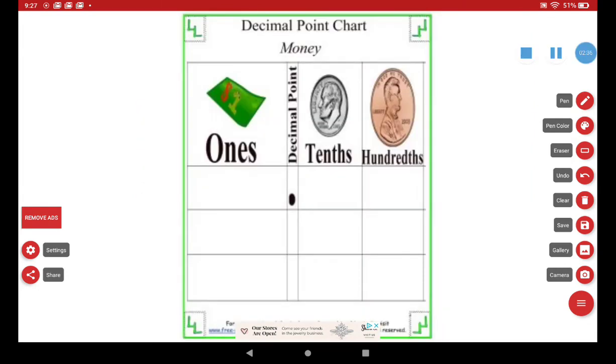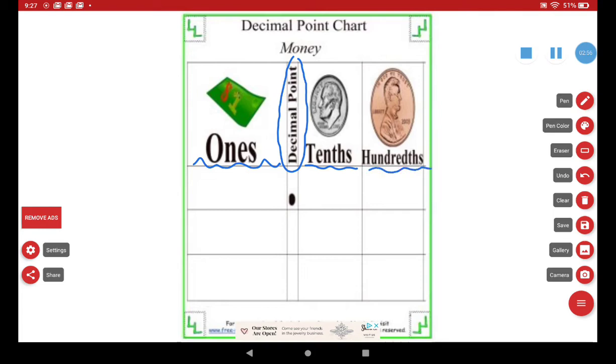Here's another way to think about it. Same idea, just a little bit different of a chart. The decimal point is in the middle. Dollars are in the ones. Dimes are in the tenths. Pennies are in the hundredths.